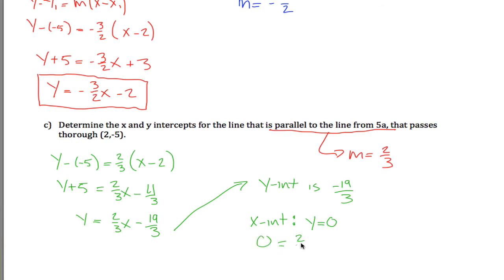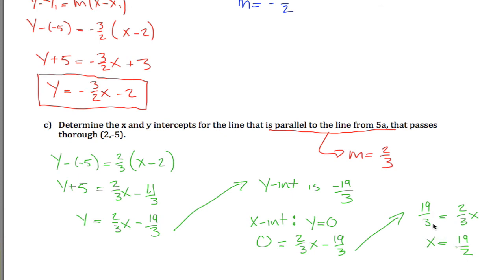So 0 equals 2/3 x minus 19/3. If I solve this equation, I'll get my x-intercept. To solve this equation, add 19/3 to both sides. Multiply both sides of the equation by 3/2. And what you get is x equals 19/2.